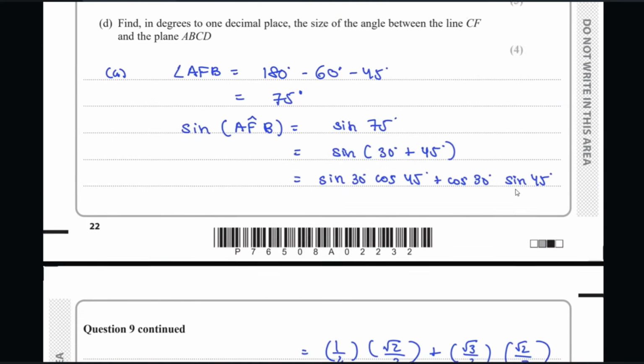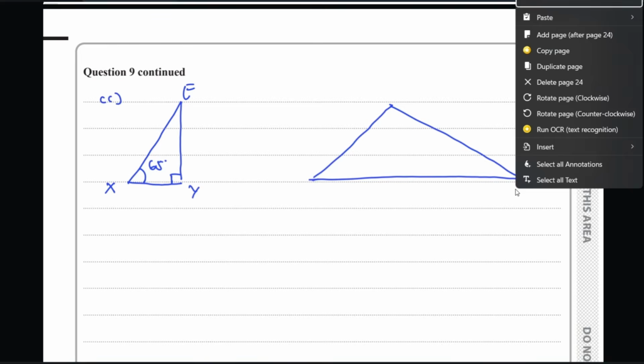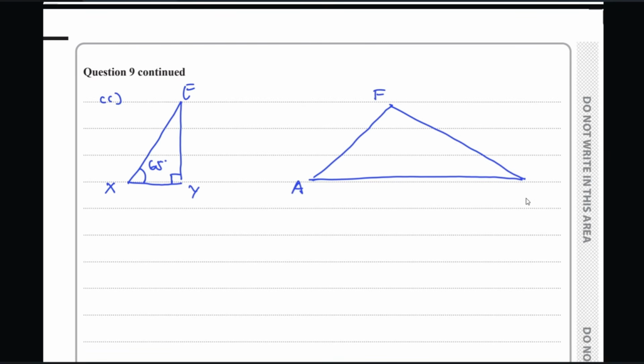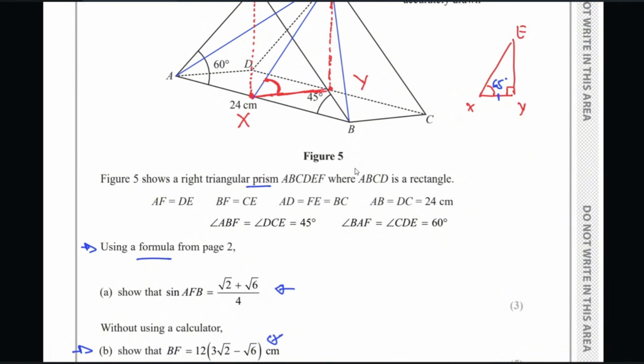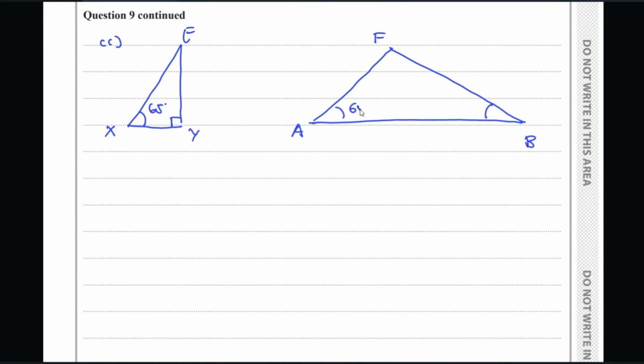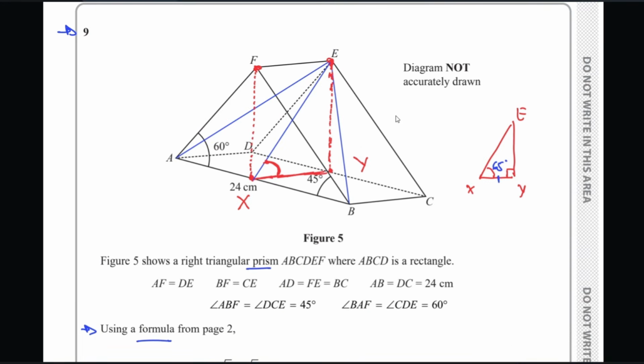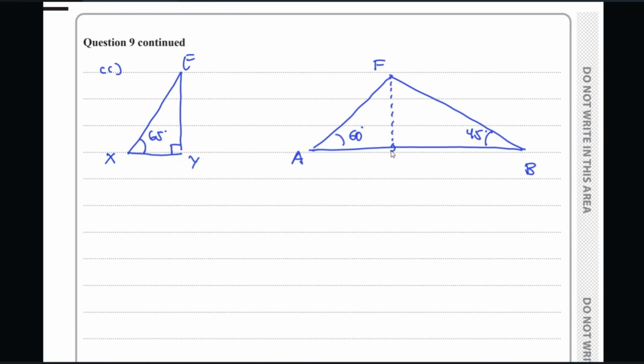So AFB, AB is 24 cm. We know all the angles. Angle A is 60 degrees, B is 45. And we want to find this line from F to X. This is point X, and this is 90 degrees. AX in all of that is 24 centimeters.